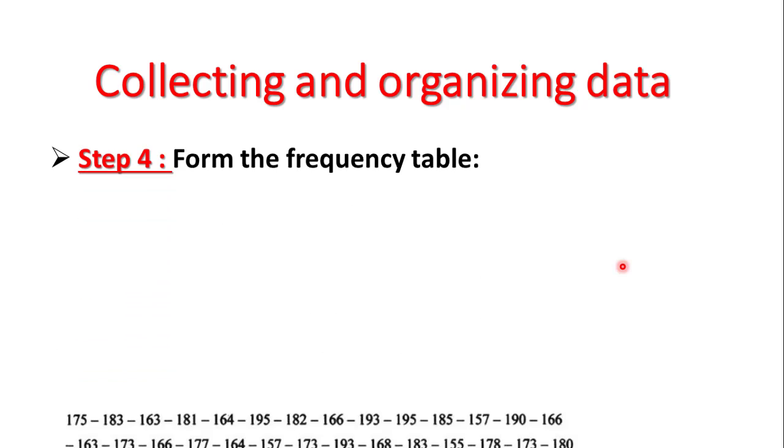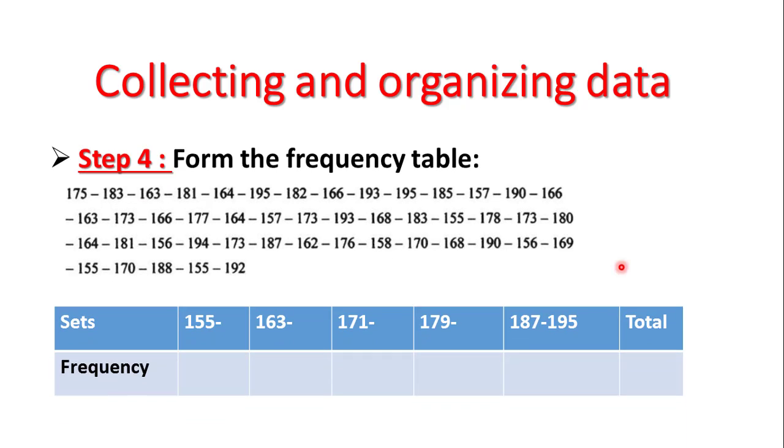Now I want to form the frequency table. The set length is 8, so I'll start from the minimum value, which is 155, to 163. But in the first set, I'll not take 163. So from 155 to 162 here, I'll count. Then I'll write the number. How many numbers between 155 and 163? 9 numbers. Don't take 163. I'll take it in the next one.